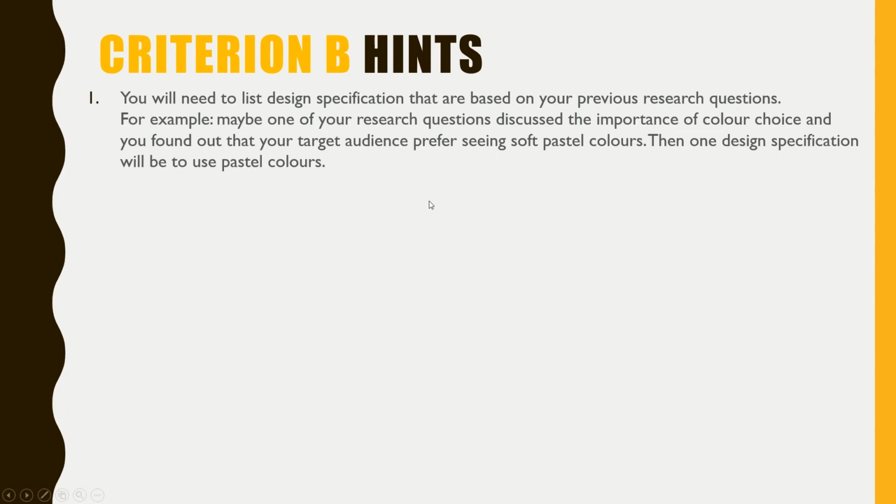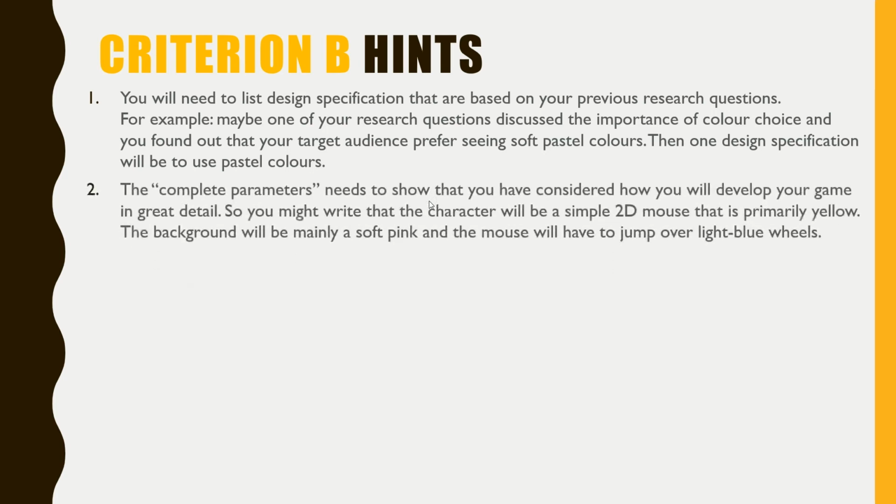Criterion B hints. You'll need to list design specifications that are based on your previous research questions, so make sure that they have that element. For example, maybe one of your research questions discussed the importance of color choice, and you found that your target audience would prefer seeing soft pastel colors. Then one of your design specifications will be to use pastel colors, but it must reference the research.